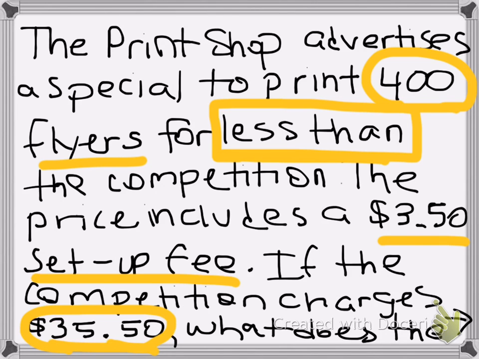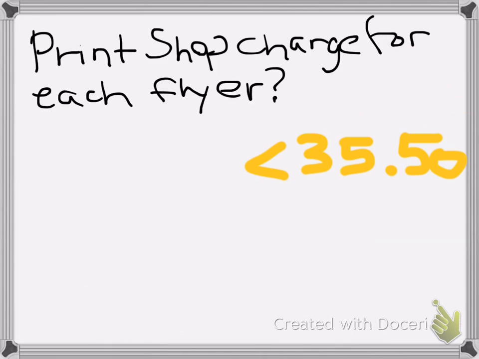Now there's a $3.50 setup fee, so we're going to have to include that in the price. And they want to make 400 flyers, but we don't know how much each flyer is going to cost, so that's where 400x comes in, plus the $3.50 setup fee, and that's only a one-time fee. So we have 400x plus 3.50 is less than 35.50.